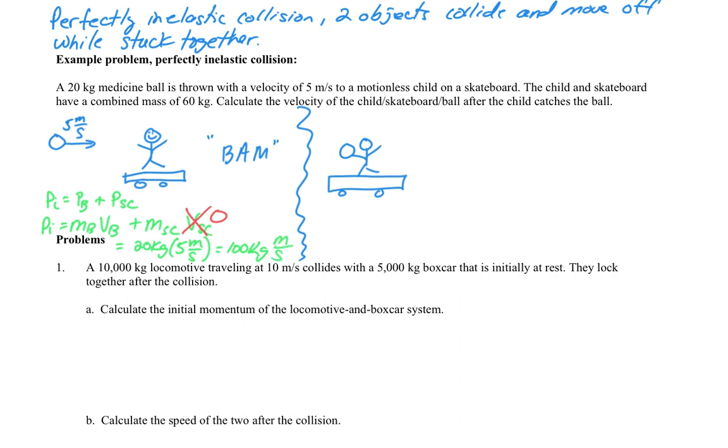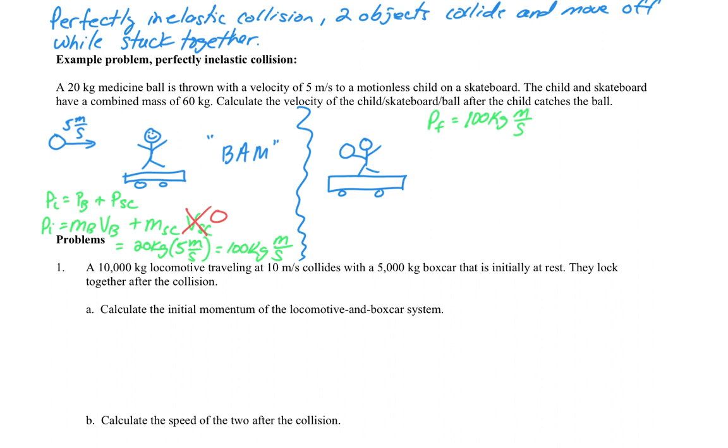So now I know the initial momentum of the entire system. The initial momentum of the entire system, the ball plus the child plus the skateboard, is 100 kilogram meters per second. Well, that means that I also know the final momentum because the momentum is conserved. That means it doesn't change. That means the final momentum also has to be 100 kilogram meters per second. No calculation needed. But I do know that the velocity has changed.